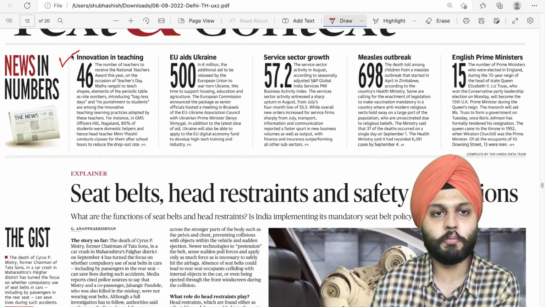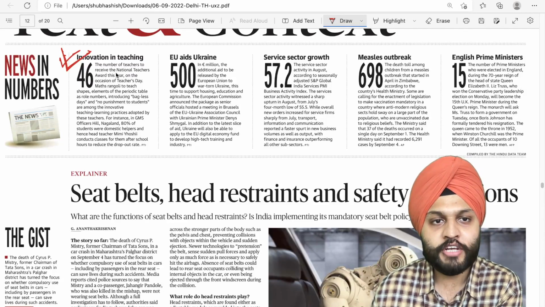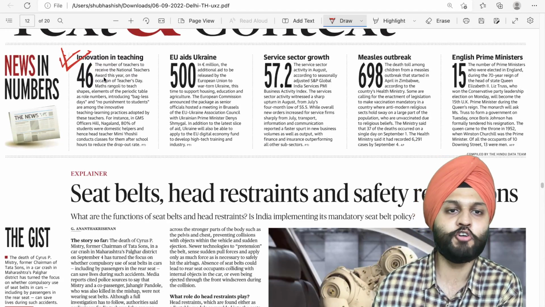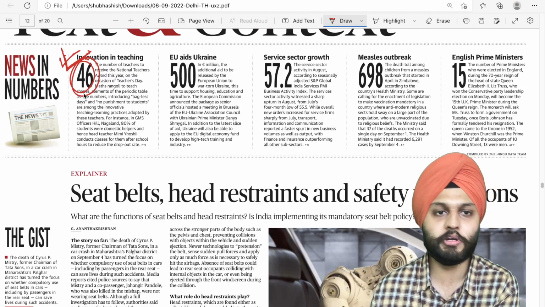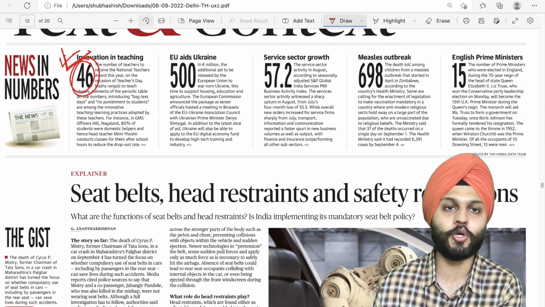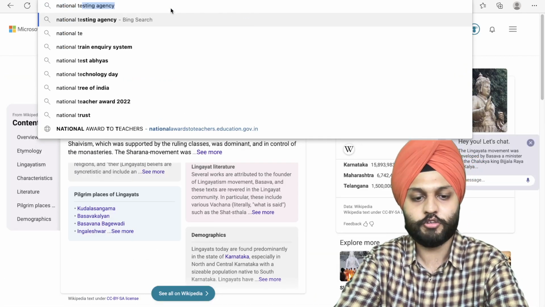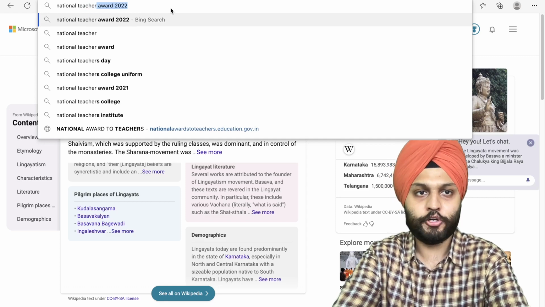Okay, news in numbers. I really like this. The number of teachers who received the National Teachers Award this year: 46. Nobody will ask you this. 46. One National Teachers Award. So what is this National Teachers Award? Who is giving that award? This is important from the exam point of view.